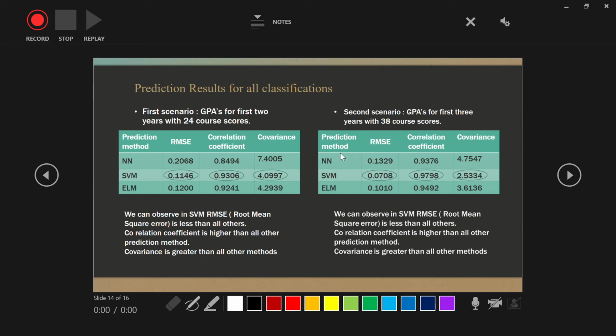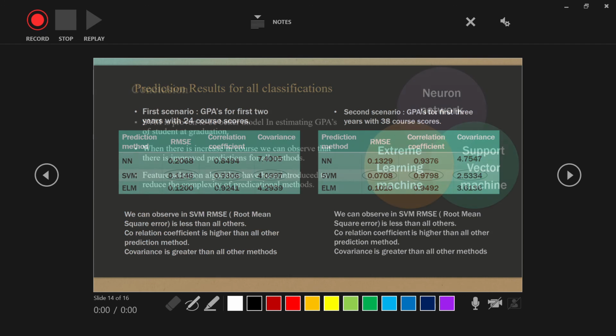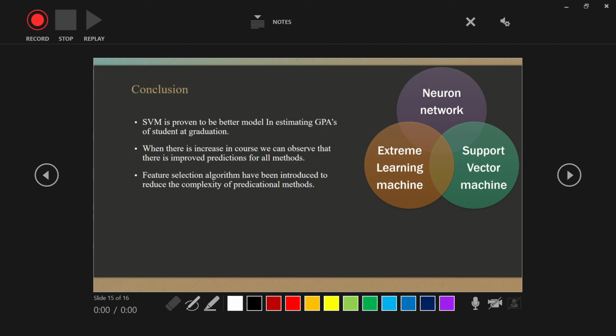When you compare both scenarios, we can say that the root mean square value has decreased compared to the first scenario. From that we can draw the conclusion that when we increase the attributes, we can observe improved prediction for all the methods. We can also say SVM is proven to be the better model in estimating the GPAs of students. And when we use the feature selection algorithm in SVM, it can reduce the complexity of the prediction model. These are all the conclusions we have drawn.